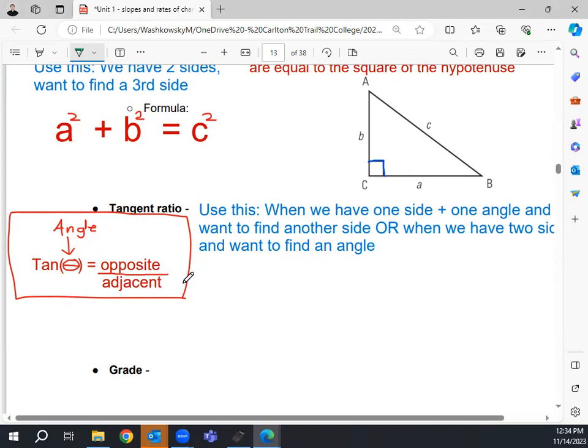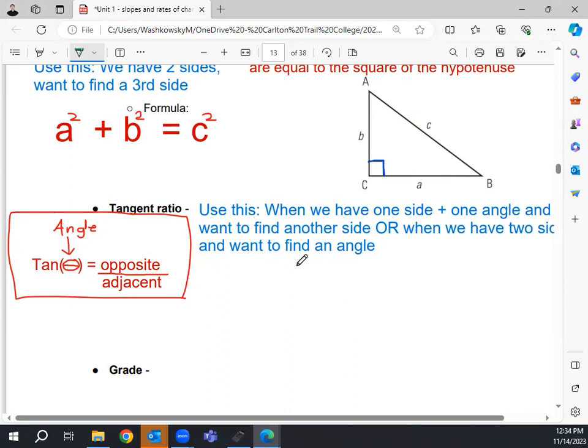We use this the second that you have an angle and you need to find the side, or when you have two sides and you want to find an angle. Basically, the second you have angles involved, you know you need to use the tangent ratio. You know you need to use trig. So it depends. Am I looking for sides or am I looking for angles?